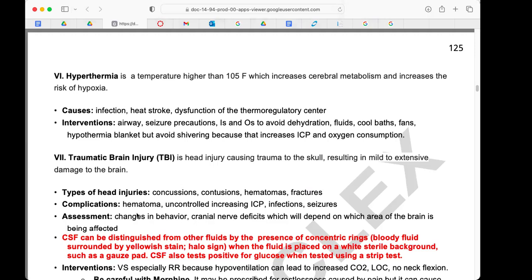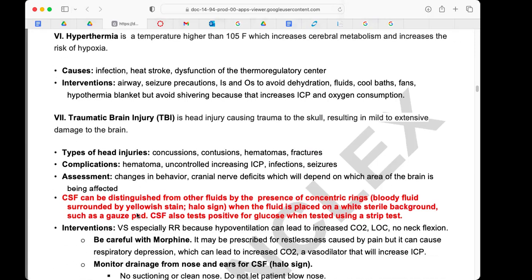Fluids, cold baths, fans, okay, a hypothermia blanket, which would help to reduce the body temperature.